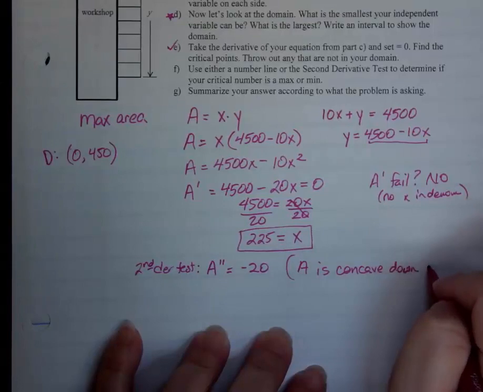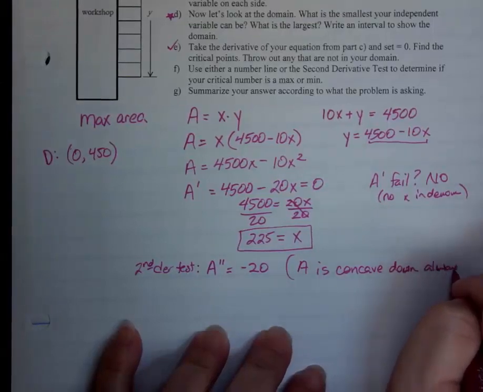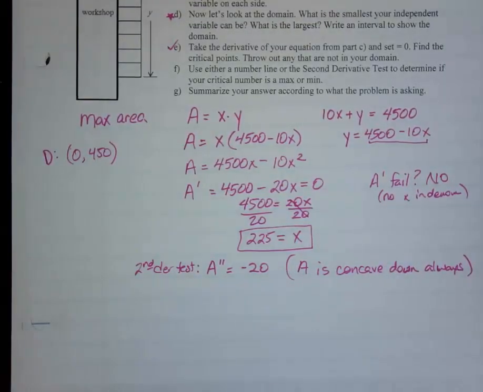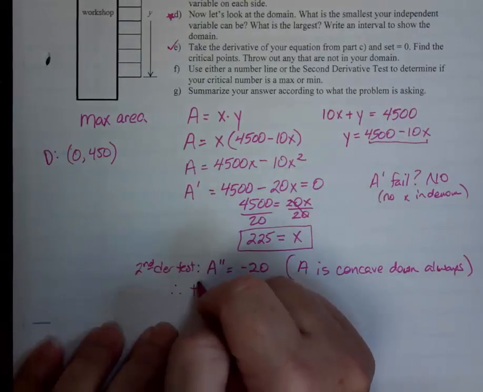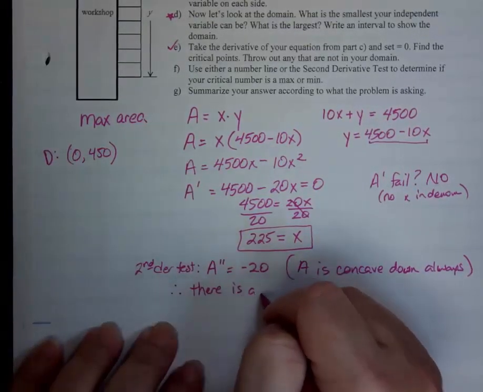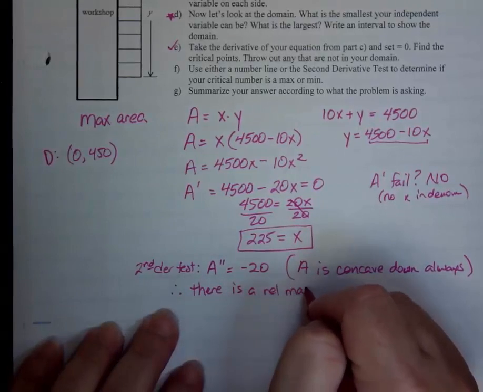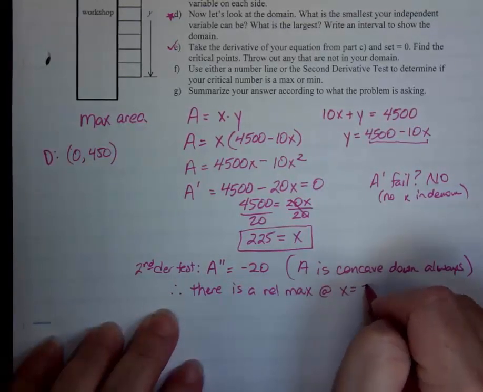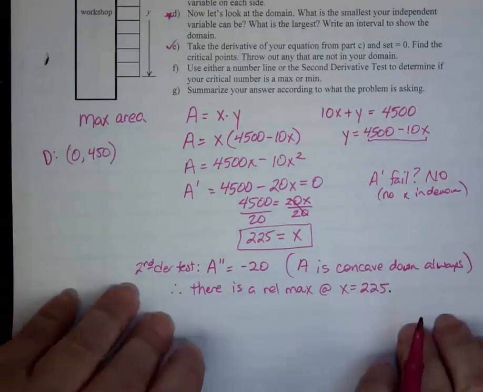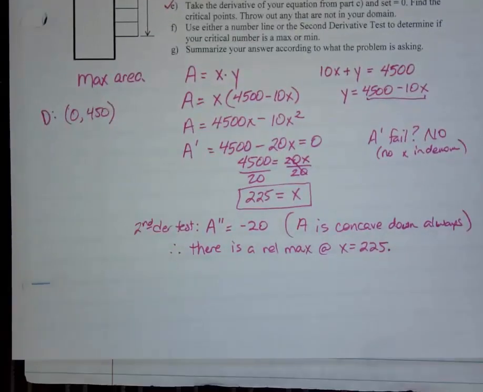Always. Okay? So if A is always concave down, what is the only critical point going to have to be, a max or a min? Max. It's going to have to be a max. So therefore, there is a relative max at x equals 225. And that is enough of an explanation / justification for this problem.